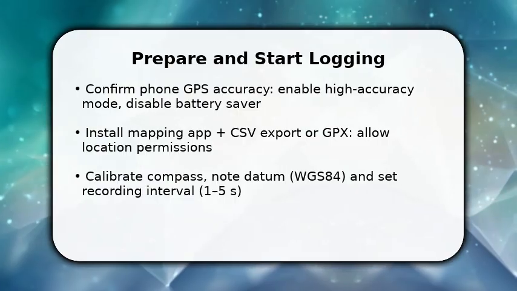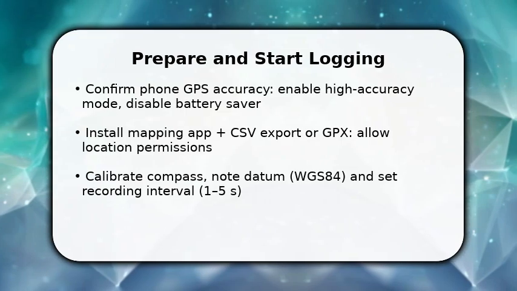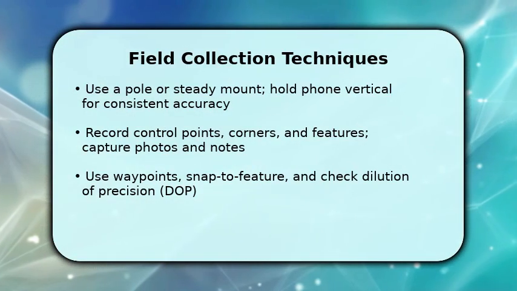Calibrate the compass before you walk. Once done, label the first point, tap record, and walk to the first control location while keeping the phone steady. You now perform the detailed collection.